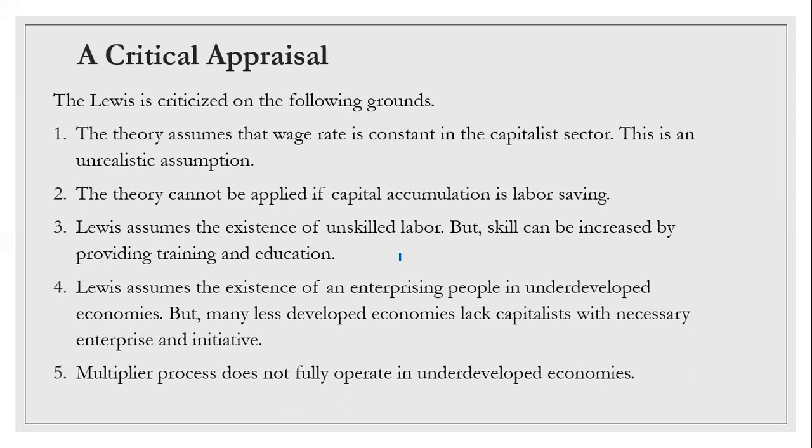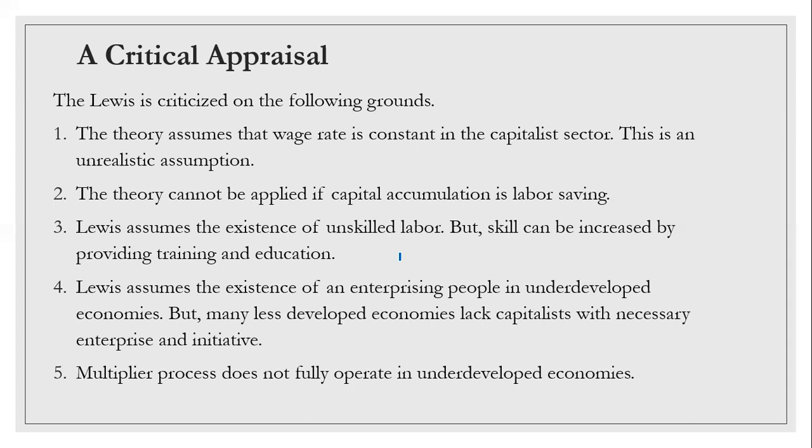Now, Lewis assumes the existence of unskilled labor, but skill can be increased by providing training and education. So it assumes that there is unskilled labor, but we know that skill can be increased through providing education and training. Lewis assumes the existence of enterprising people in underdeveloped economies, but many less developed economies lack capitalists with necessary enterprise and initiative. So this theory is built on the presumption that there are enough enterprising people in the underdeveloped economies. Then only the capitalist sector will work, industrial sector will work. But we know that many of the less developed economies lack a sufficient number of capitalists to attract more laborers from the traditional agriculture sector.